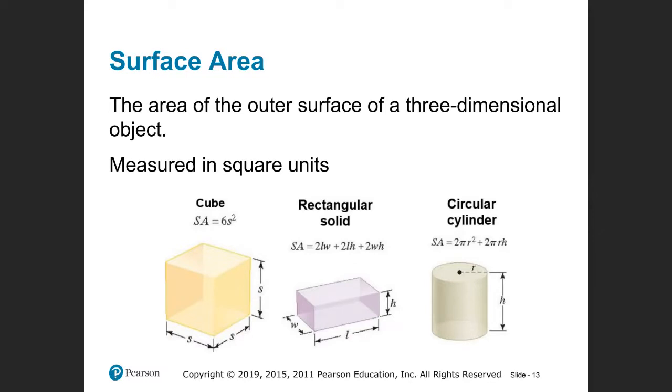For a circular cylinder, like you're wanting to put a label on a can, it would also include the top and the bottom. We have 2 pi r squared plus 2 pi rh. So the first part is going to be the area at the top and the bottom. There's a top and a bottom, so it's times 2. And then we use our formula for the distance around, which would be the 2 pi rh.